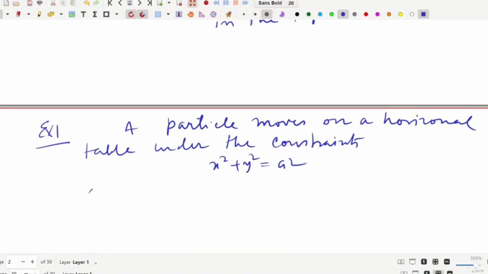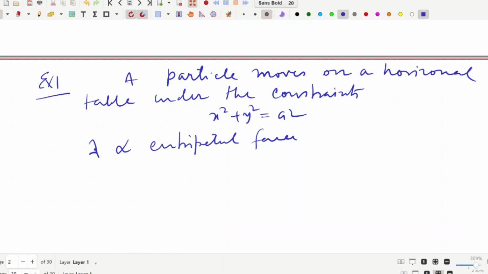That means a particle is moving on the surface of a table in a circular path. We have shown this actually, but I was in a hurry in the last lecture because of time and could not emphasize the points I wanted to convey. So we need to show that lambda, the Lagrange multiplier for this problem, is proportional to the centripetal force exerted on the particle. That is what we are going to show. First we will find the equation of motion. For that you need to write the Lagrangian and the constraint equation.